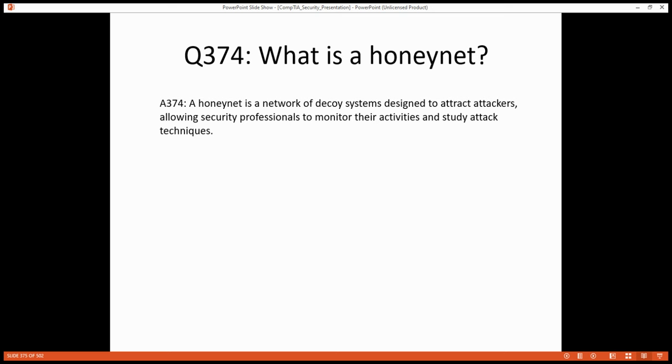Q374. What is a honeynet? A374. A honeynet is a network of decoy systems designed to attract attackers, allowing security professionals to monitor their activities and study attack techniques.